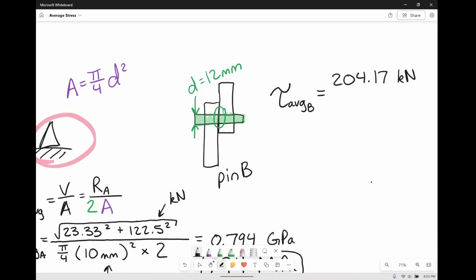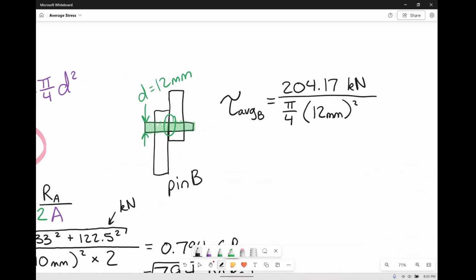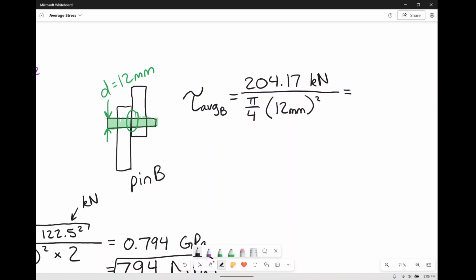204.17 kilonewtons divided by, there's only one shear plane, so this is single shear, divided by the area of that pin B. So that's just going to be pi divided by 4 times the diameter, which is 12 millimeters squared. So again, kilonewtons per millimeter squared is going to give us gigapascals, and we're going to get 1.80 gigapascals. Okay, so single shear is much easier than double shear. Again, that's just the direction of the force going there.